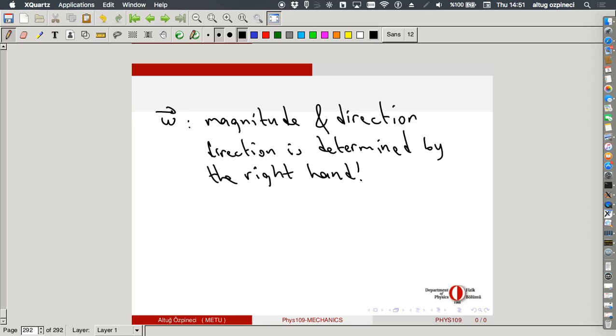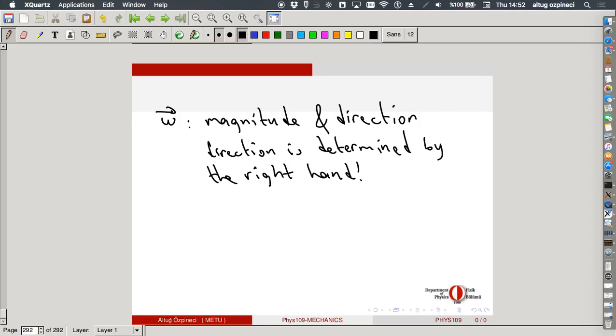How do we determine the direction of this right hand? What is the direction of the angular velocity? I want to see everybody. I want to see your right hands. Not just texting, but also showing the direction of the angular velocity. Yes. This is the right-hand rule.